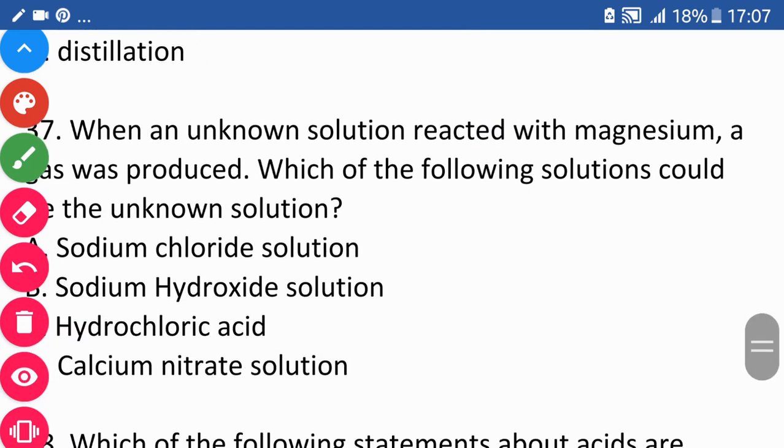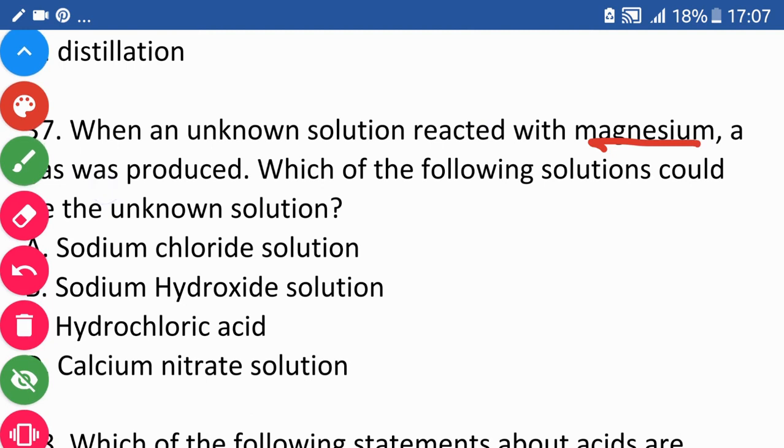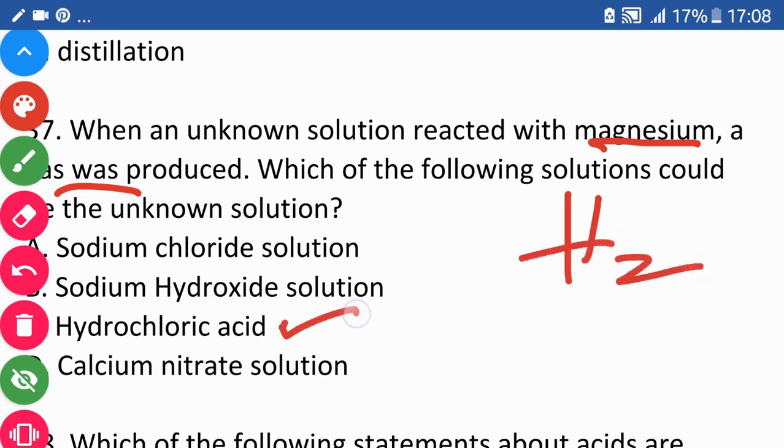When an unknown solution reacted with magnesium, a gas was produced. Which of the following solutions could be the unknown solution? So if you think of the gases, we have hydrogen gas. And for hydrogen gas to be produced, HCl, hydrochloric acid, will react with magnesium to produce magnesium chloride and hydrogen gas. So the answer is C.